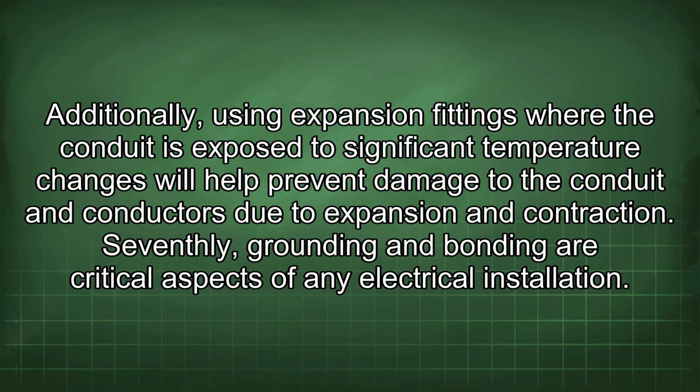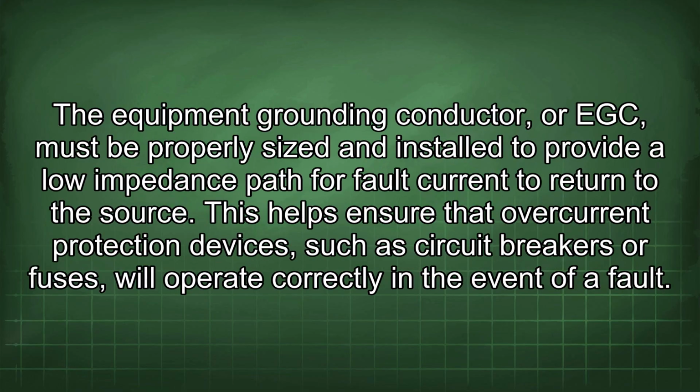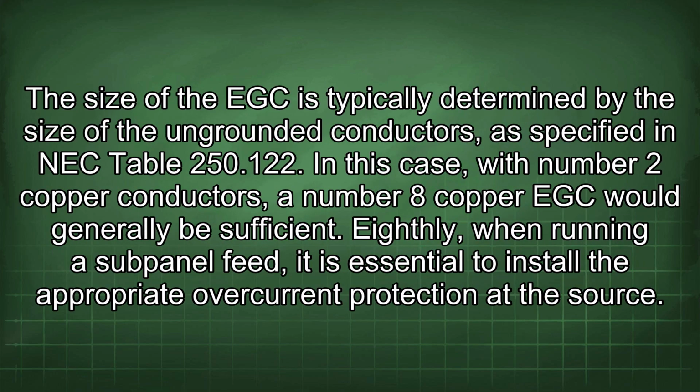Seventhly, grounding and bonding are critical aspects of any electrical installation. The equipment grounding conductor, or EGC, must be properly sized and installed to provide a low impedance path for fault current to return to the source. This helps ensure that overcurrent protection devices, such as circuit breakers or fuses, will operate correctly in the event of a fault. The size of the EGC is typically determined by the size of the ungrounded conductors, as specified in NEC Table 250.122. In this case, with number 2 copper conductors, a number 8 copper EGC would generally be sufficient.